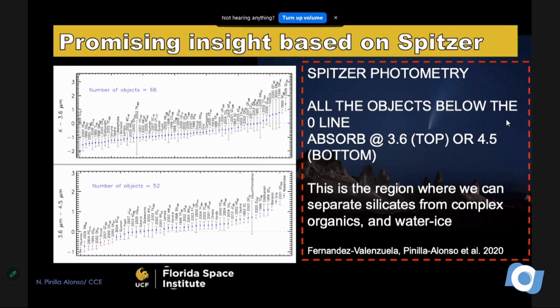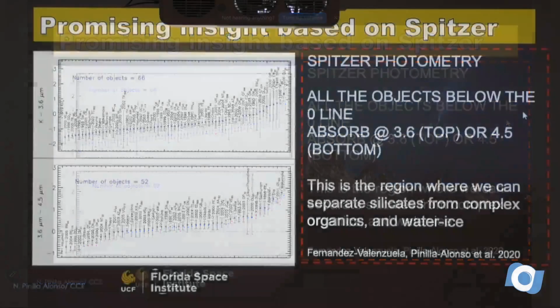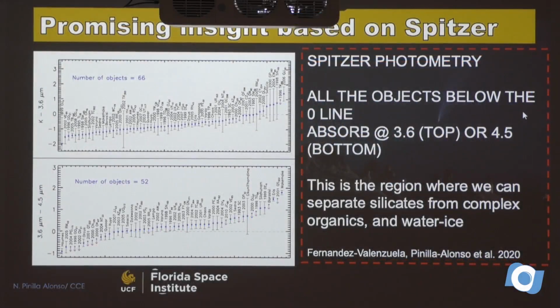Each single point here is an object, and this was made with photometry using Spitzer. Okay? So this is about 100 TNOs. Every single object that is here below this line means that it's absorbing at 3.6. 3.6 is where the broad band of water and organics occurs. So all of these objects were supposed to have water ice or complex organics on the surface.